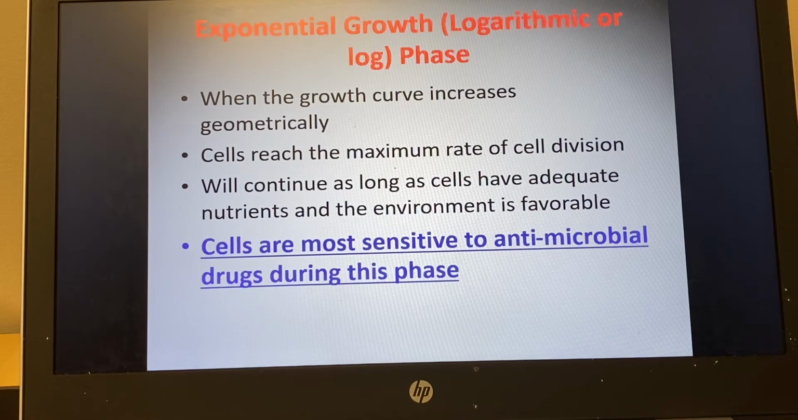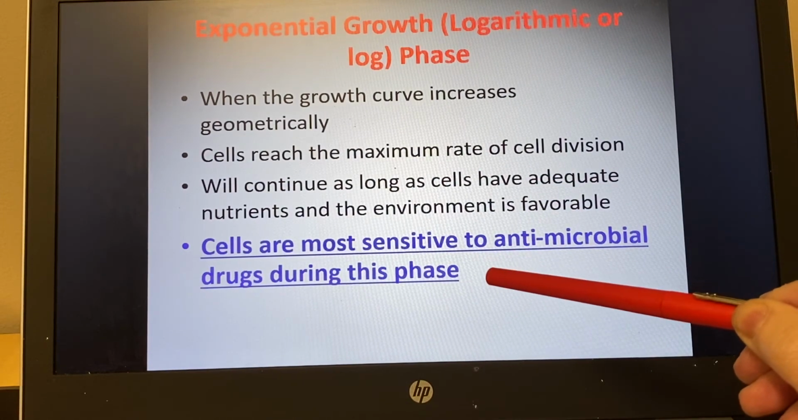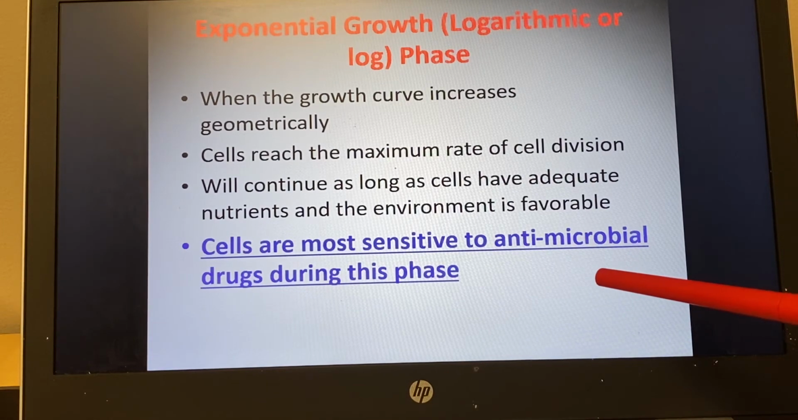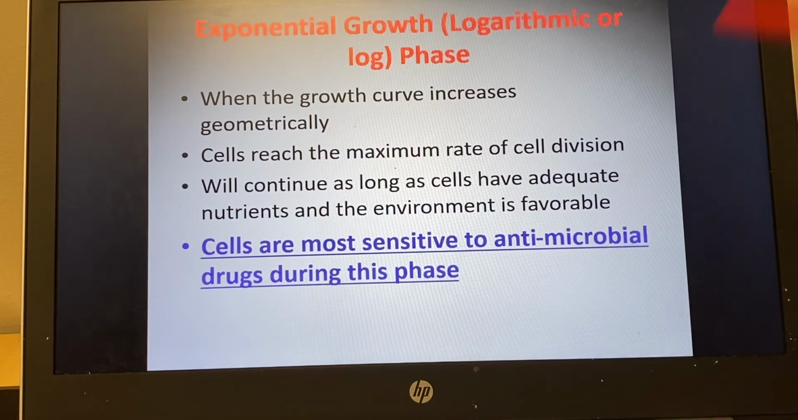For example, a host such as you guys, during the logarithmic phase, this is important, this is when the bacterial cells are most sensitive to, I refer to them as antimicrobials, but basically antibiotics, okay? And it's because even though the cells are growing really, really fast, it takes time to synthesize that peptidoglycan and to make an intact cell wall. So a lot of times the bacterial cells are weaker at this time.